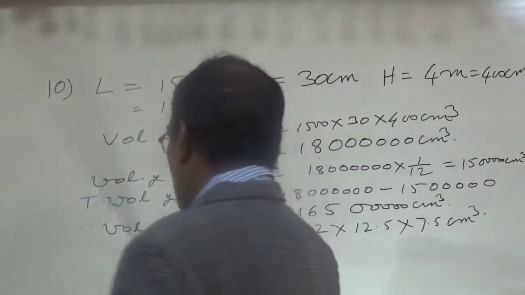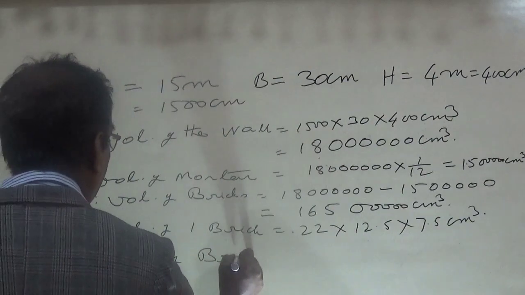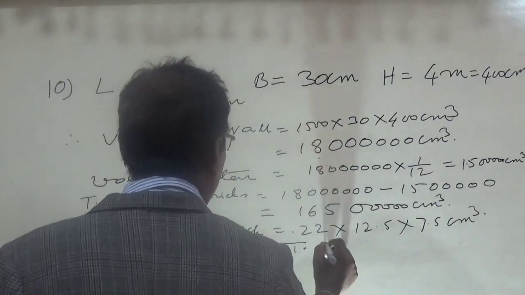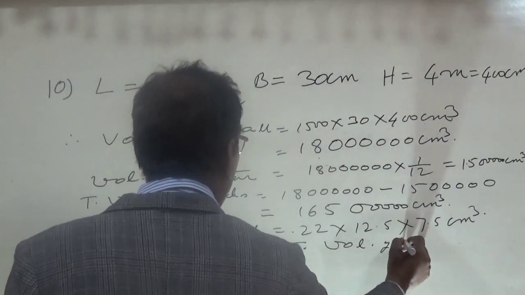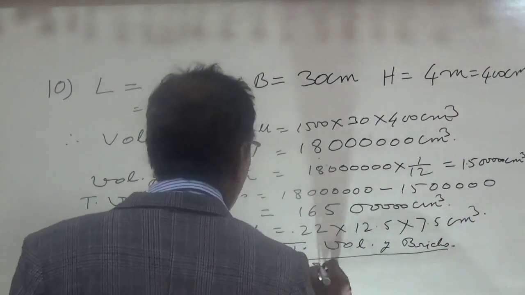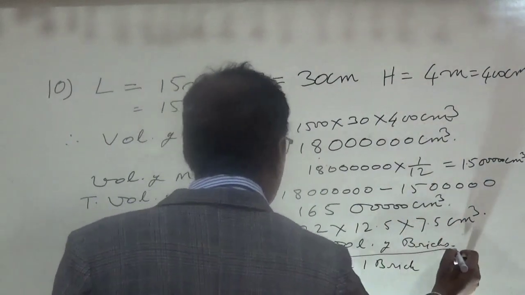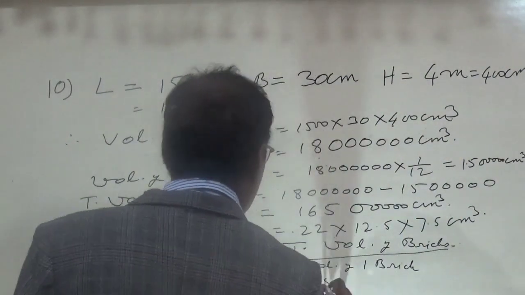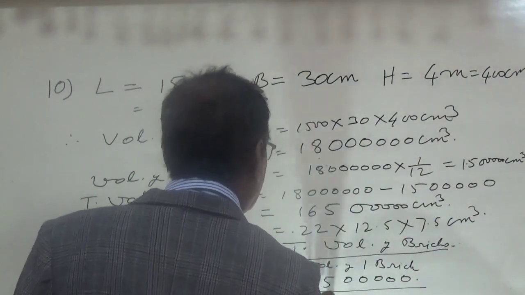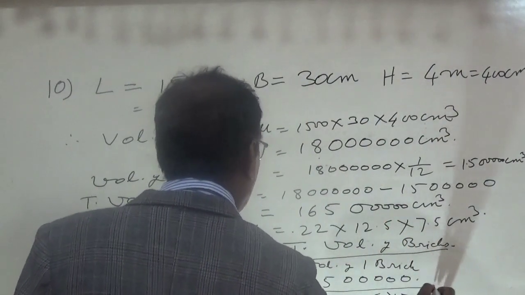So therefore the number of bricks will be equal to total volume of the bricks divided by volume of one brick, which is equal to 165 followed by 5 zeros divided by 22 into 12.5 into 7.5, the volume of one brick.